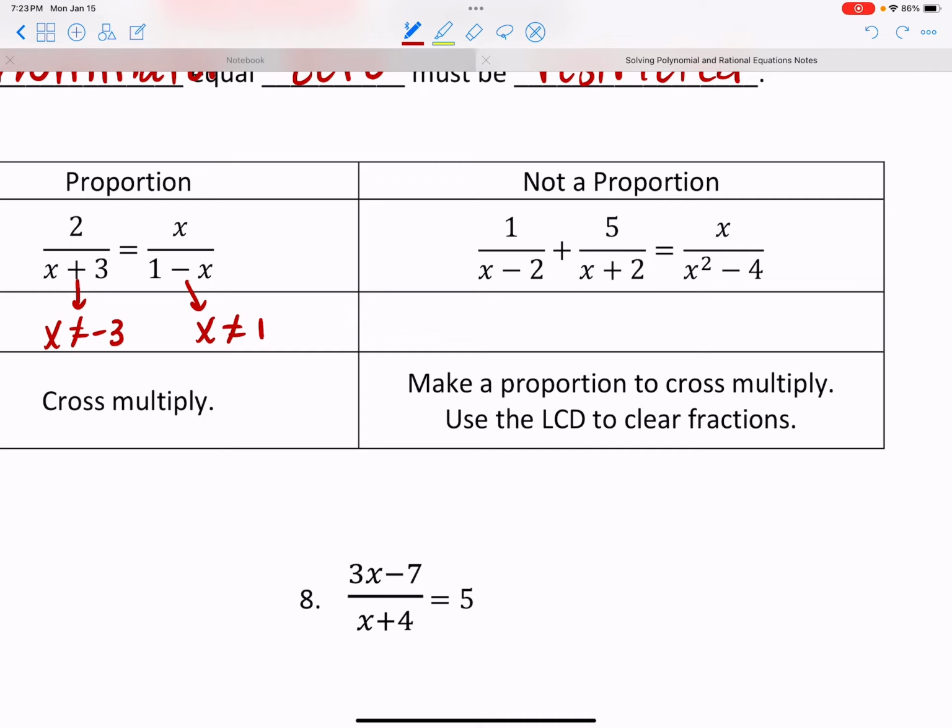Now, notice in this one too, we have some restrictions. And if you have any denominators that are factorable, you'd want to have those in factored form before trying to find those restrictions. So the difference of squares over there, factoring into x plus 2 times x minus 2.